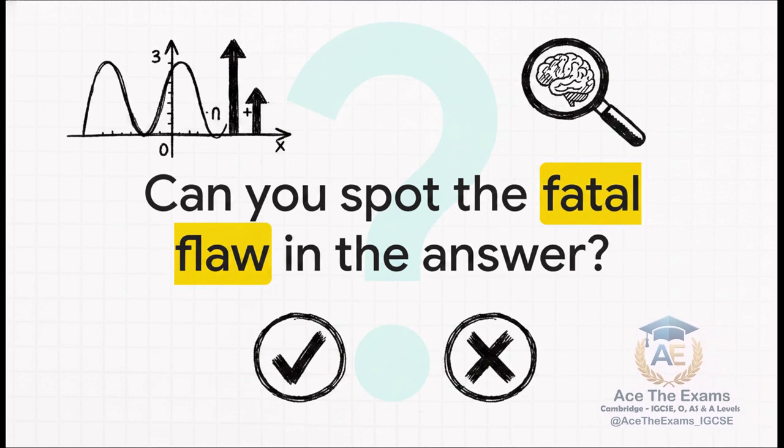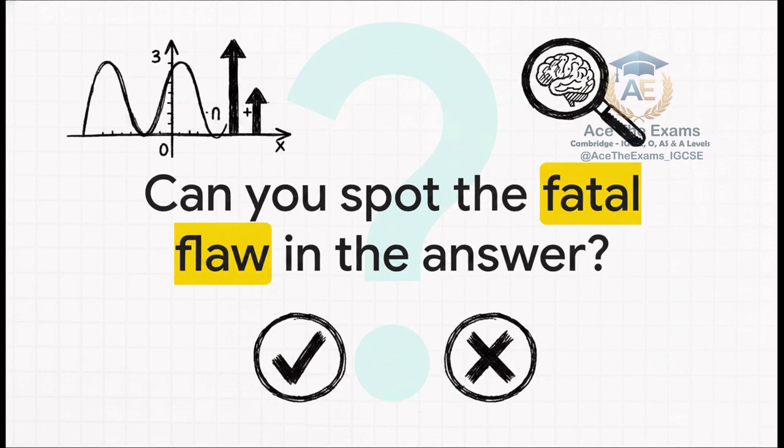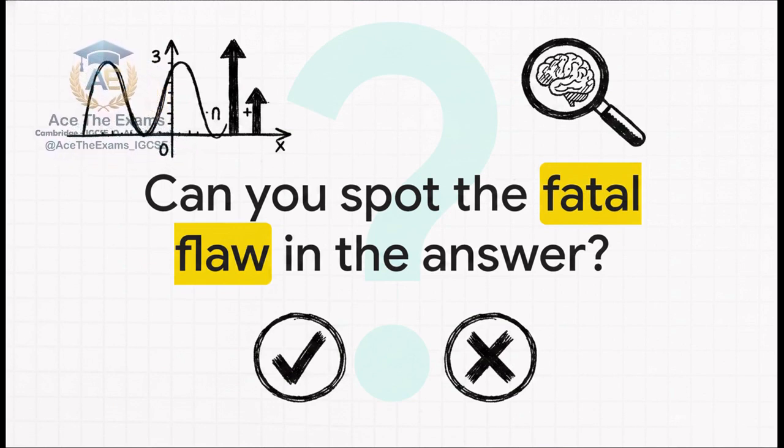Okay, did you catch it? The massive flaw here is that a modulus graph never ever goes down to -3. The absolute value brackets mathematically force all negative outputs to become positive. It bounces right off the x-axis. The student completely failed to identify the mathematical limitation of the modulus operator. Spotting these precise, tiny details is exactly the critical analysis skill required to secure those top marks.